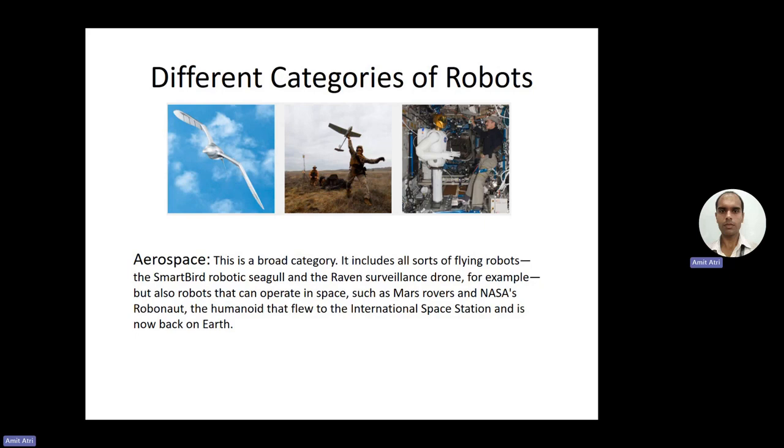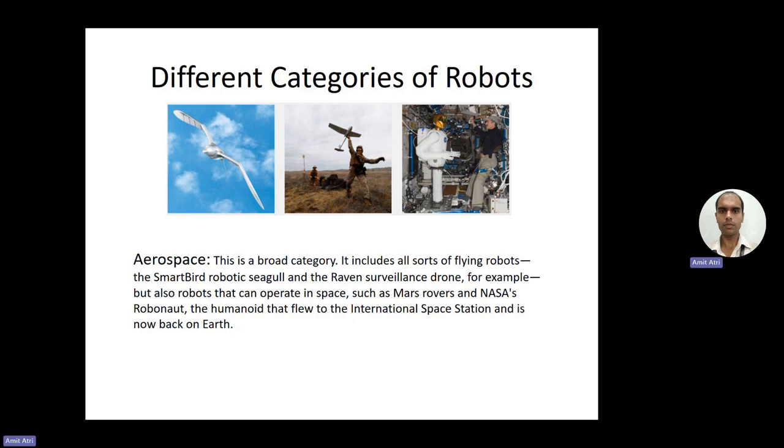Topic in the robotics and its application course: the different categories of robots. Under this, the first category is the aerospace or aviation based robots. This is a very broad category and it includes all sorts of flying robots: bird-like, drone-like, humanoid as well, meaning human being like.